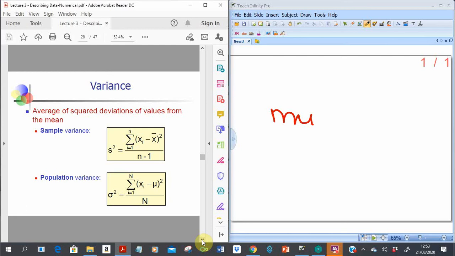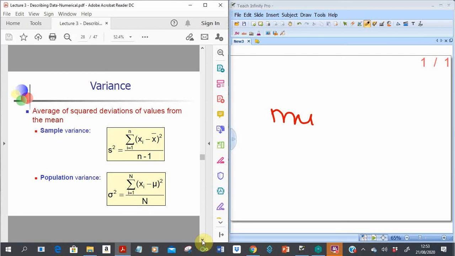Okay, so the most interesting part now, the variance. The variance and standard deviation, you'll be dealing with these starting from now up to the end of the course. So you really need to get it right from the beginning. So we have the sample variance and the population variance. Variance is given by S squared.